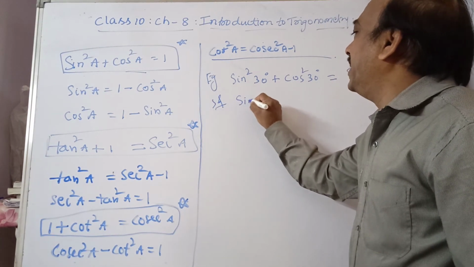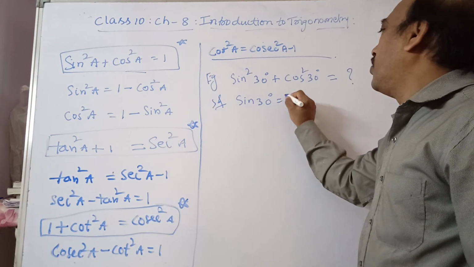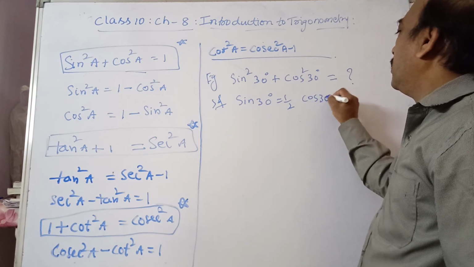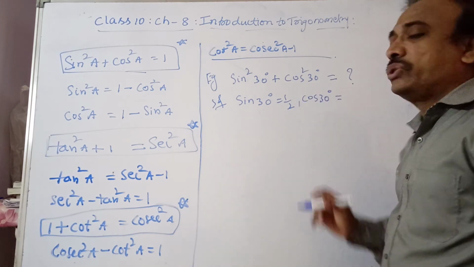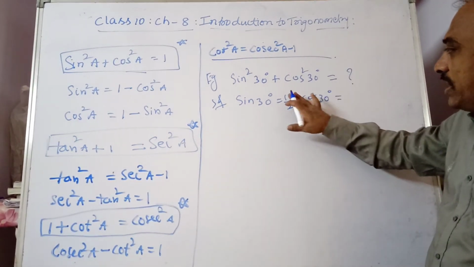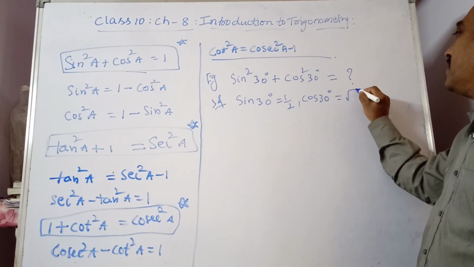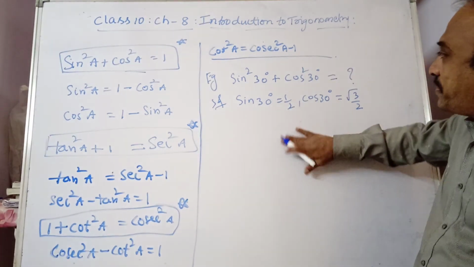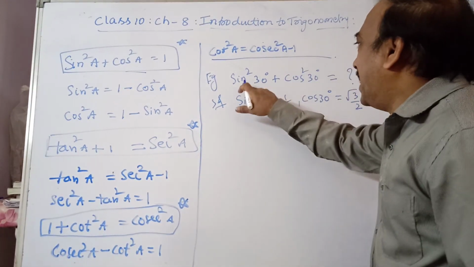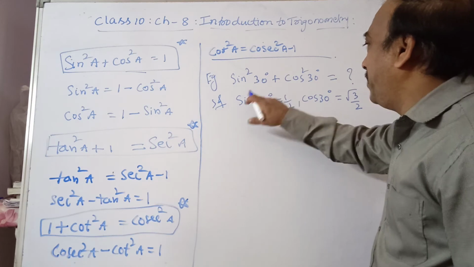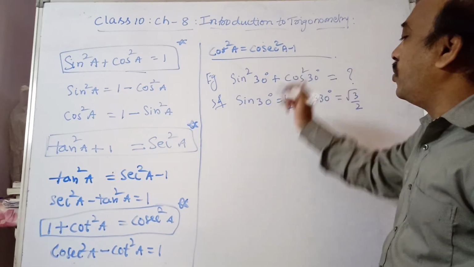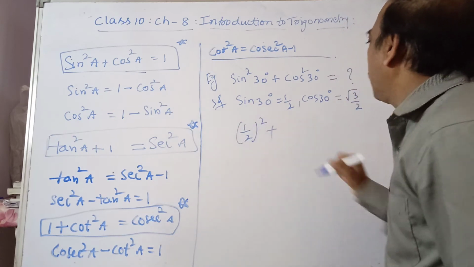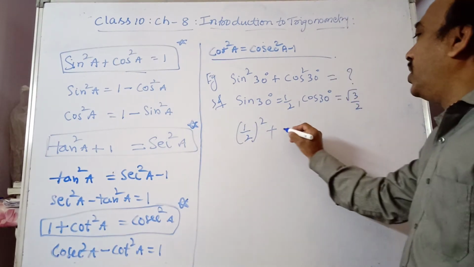So sin 30 degrees is equal to 1 by 2, and cos 30 degrees is equal to root 3 by 2. Now substitute these values. Sin square 30 means the sin 30 value whole square. So 1 by 2 whole square plus root 3 by 2 whole square.